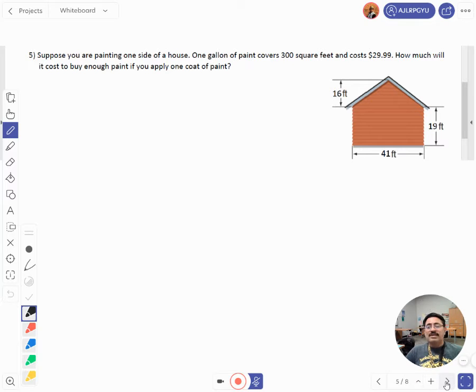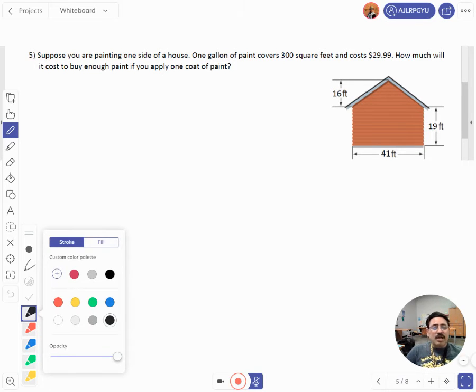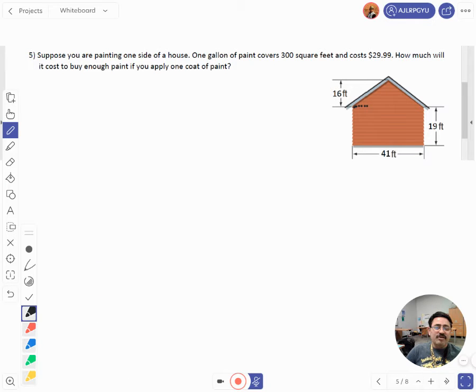Suppose you are painting one side of a house. 1 gallon of paint covers 300 square feet and costs 29.99. How much will it cost to buy enough paint if you apply 1 coat of paint? So, look at the question. This is a combination, or else I say a composition of figures. If you observe carefully, we find one rectangle at the bottom and one triangle here, right?